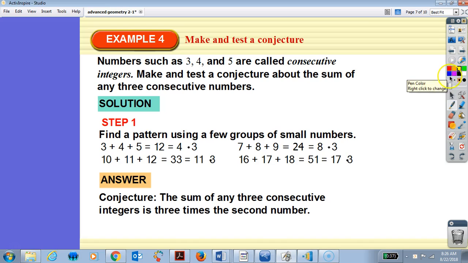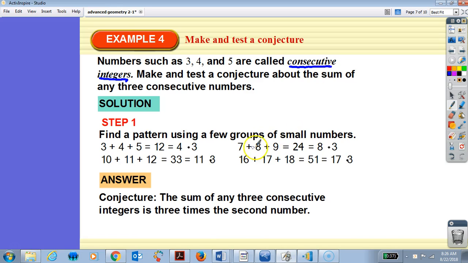Make and test a conjecture. Numbers such as 3, 4, and 5 are called consecutive integers. Consecutive integers are like when you count in a row. So 3, 4, 5, or 21, 22, 23, or 101, 102, 103 are consecutive integers. Make and test a conjecture about the sum of any 3 consecutive numbers.